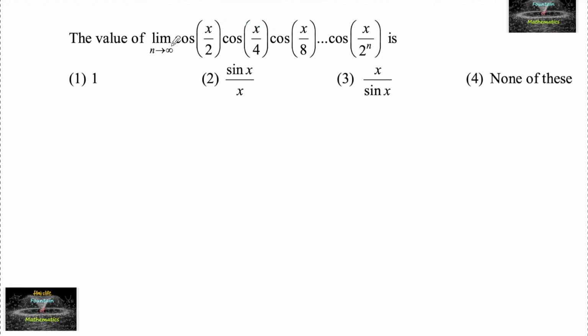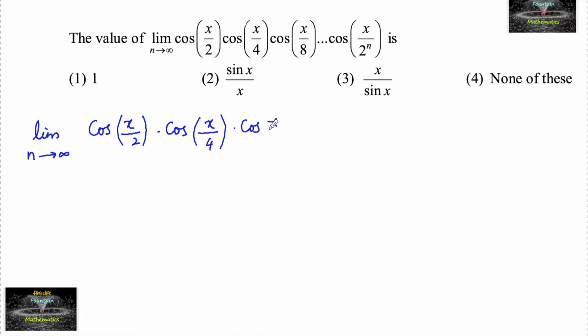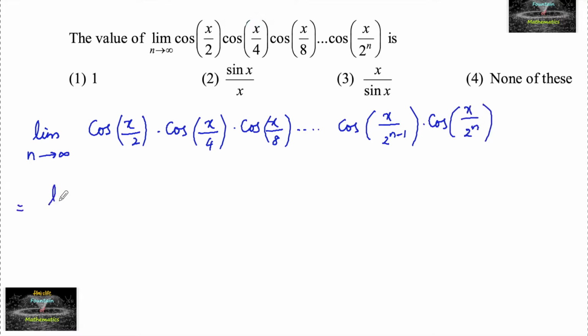The value of limit n tends to infinity, cos x by 2 into cos of x by 4 into cos of x by 8 and so on, cos of x by 2 to the power of n minus 1 into cos of x upon 2 to the power n. This we can also write as limit n tends to infinity.